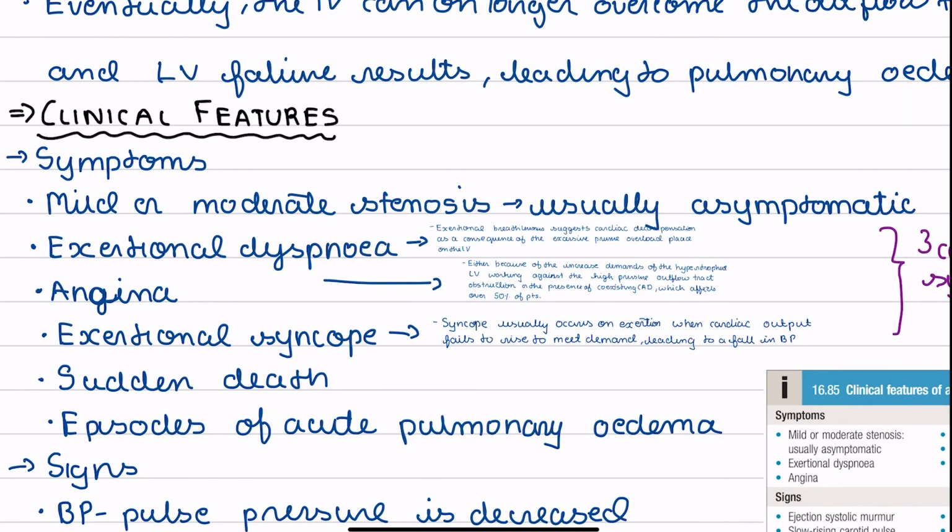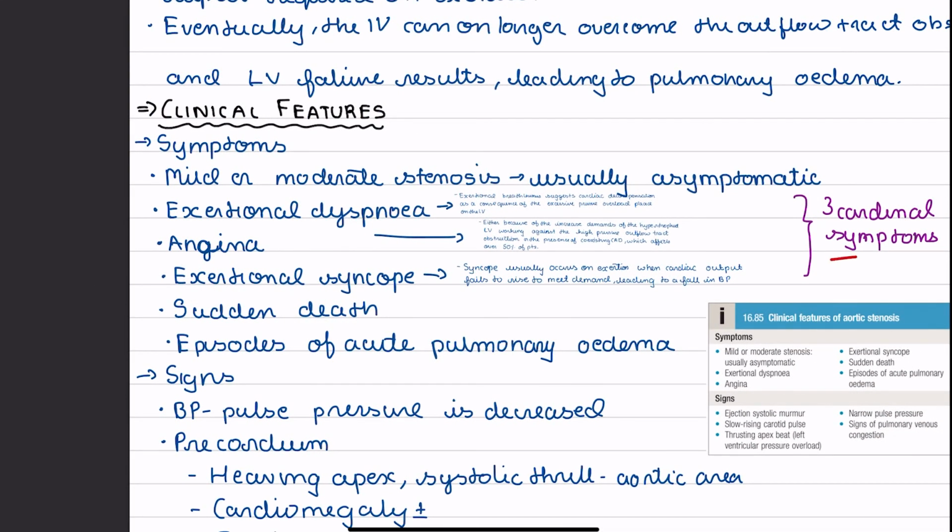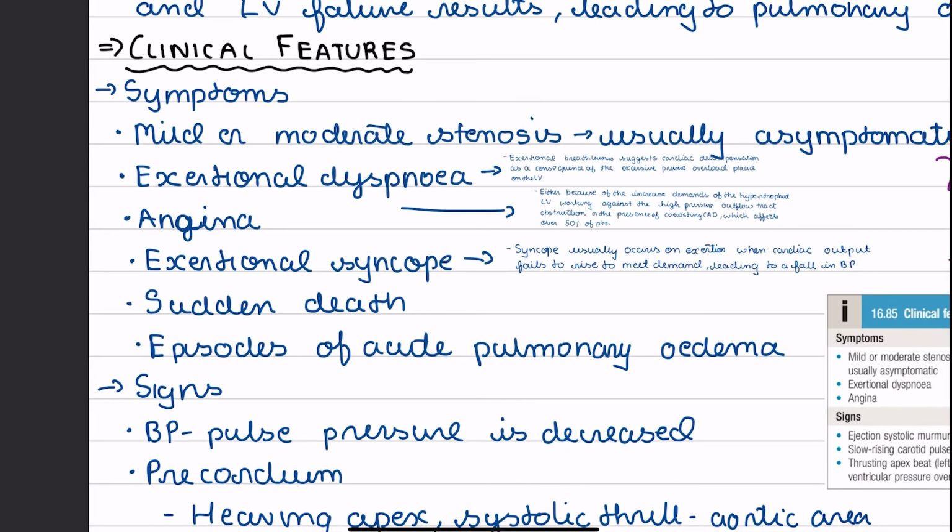Okay, so now we'll go on to the clinical features. The clinical features are divided into symptoms and signs. The symptoms in mild or moderate stenosis, that is, when the valve area has not reduced that much, usually remain asymptomatic for a long time until a significant stenosis has developed. Now, what are the three cardinal symptoms of aortic stenosis? They are exertional dyspnea, angina, and exertional syncope.